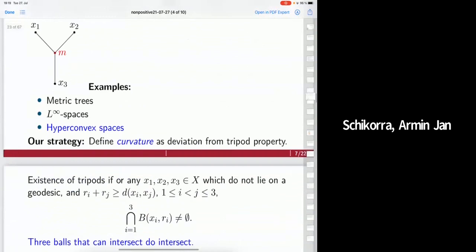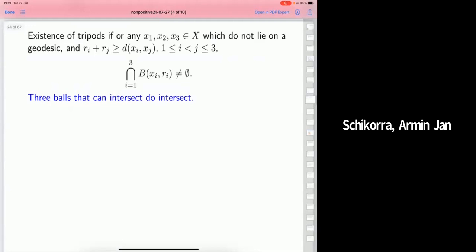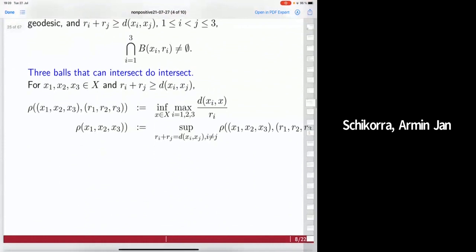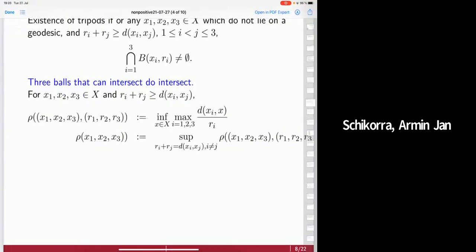So now I want to formulate it in terms again of intersection properties. Now I have three points and three radii, and the radii satisfy again the condition that is needed by the triangle inequality for the balls to potentially intersect. And in the tripod space, when the balls satisfy this condition, they actually do intersect. We formerly had it for two points. Now we require it for three points, the intersection property. And again, what we did before, we can generalize. We can look now at the quotient d(xi,x) divided by ri for all three points, then take the infimum over all x in our space.